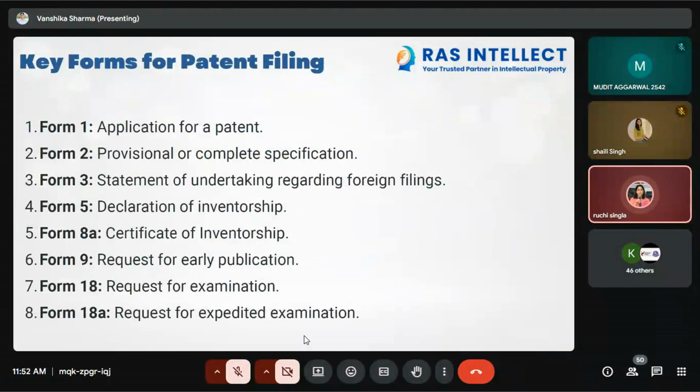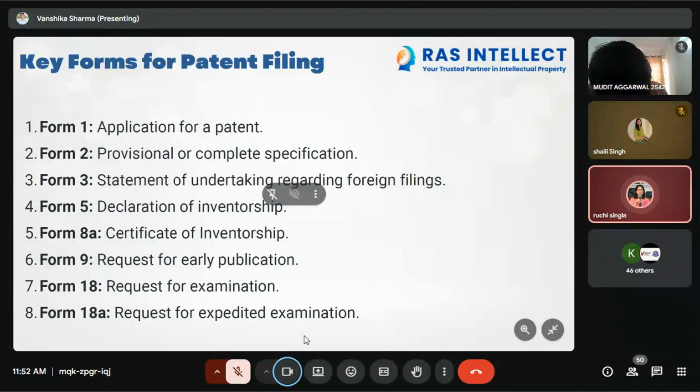So key forms for the patent filing. These are the key forms which are used for filing a patent application. Form 1 is application for a patent. Form 2 is filing a provisional or a complete specification. Form 3 is statement of undertaking regarding foreign filing. So if you want to go for a foreign filing, you need to give a statement to the controller that yes, I want to go for a foreign filing.